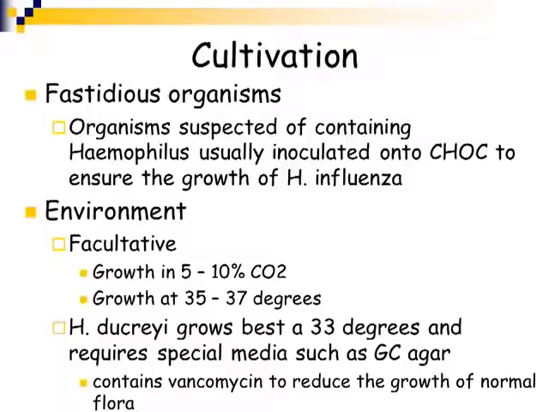Haemophilus ducreyi, our sexually transmitted infection, grows best at 33 degrees and requires special media called GC agar. GC agar has vancomycin in it to reduce the growth of any normal flora that might be present. If you remember, in our Neisseria gonorrhoeae lecture, we also talked about special media that contains antibiotics to reduce normal flora and enhance the growth of the Neisseria. Haemophilus ducreyi has something similar and likes lower temperatures.